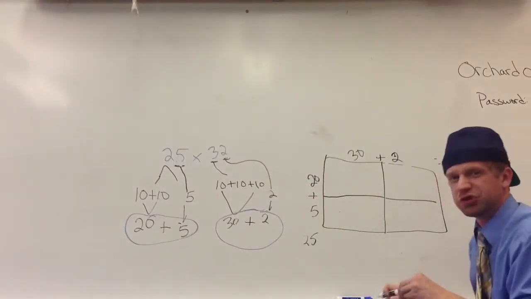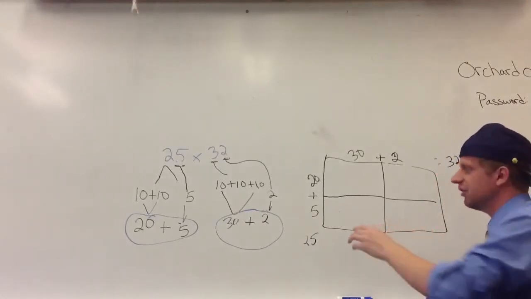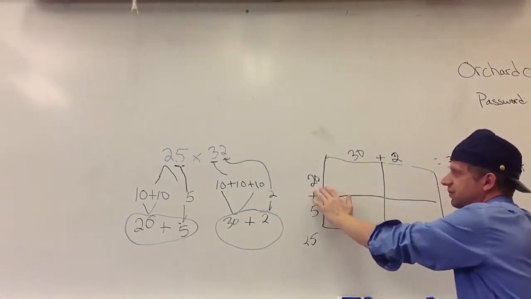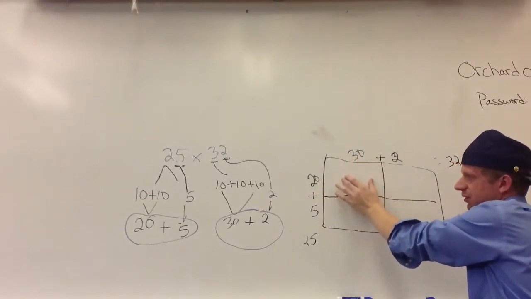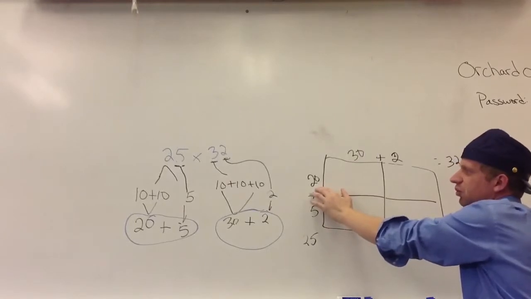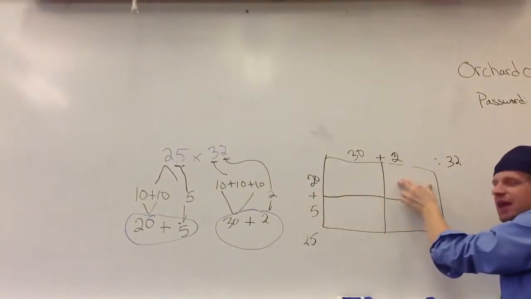Now it's time for the multiplying part. It's time for the what? The multiplying part. So how this works is you're going to multiply this number by this number and put that answer in the rectangle. Then you're going to multiply this number, 20 times 2, and write that answer in that rectangle.